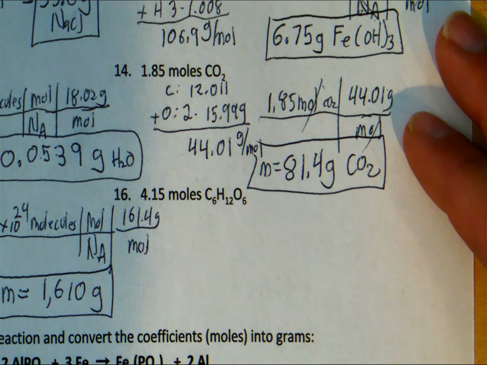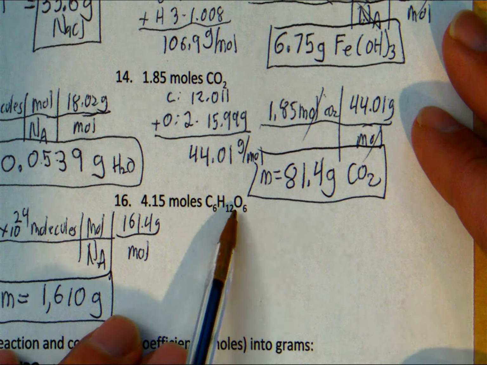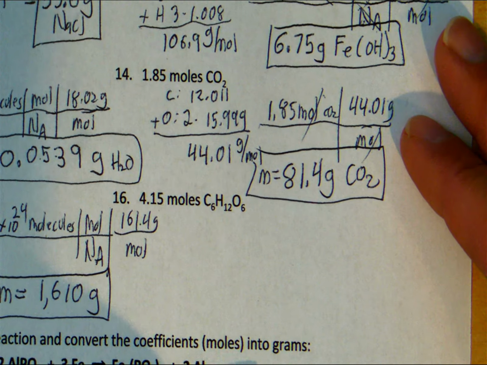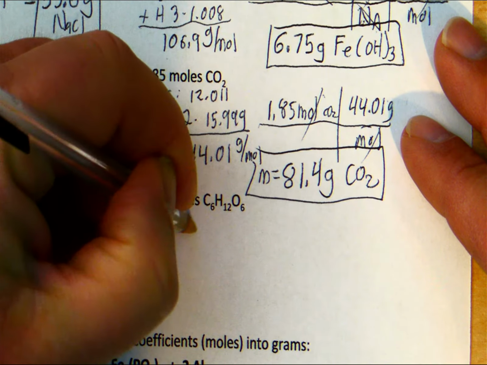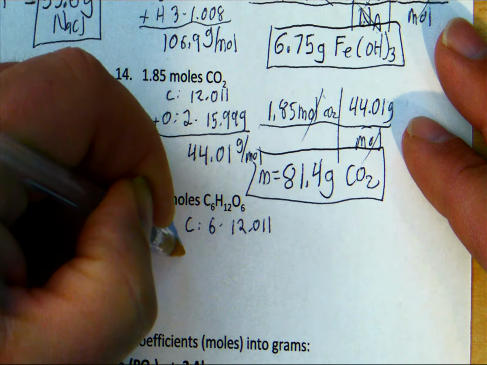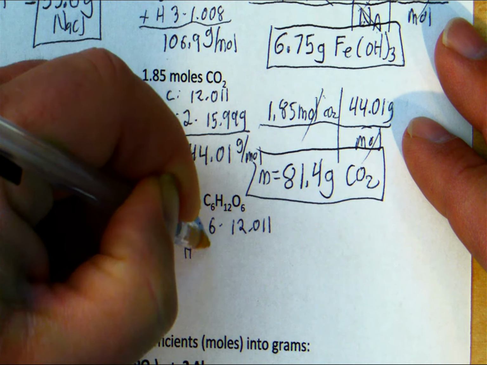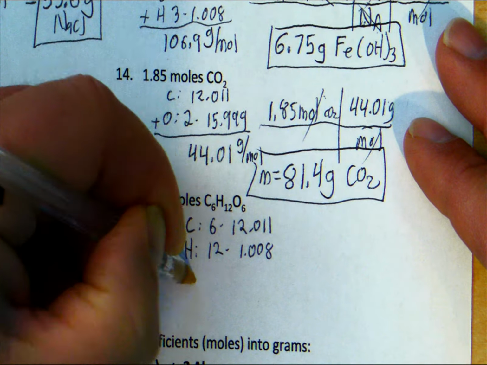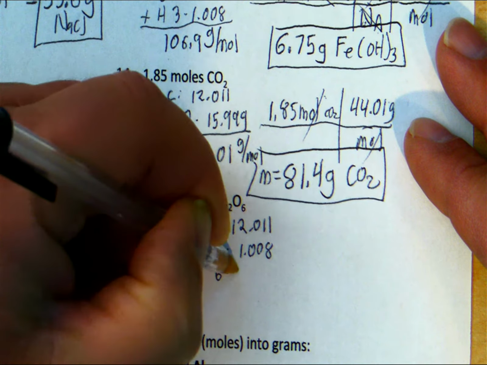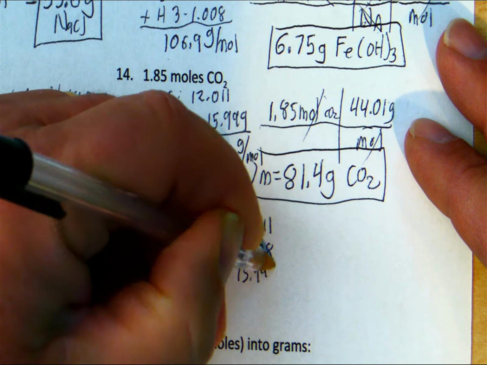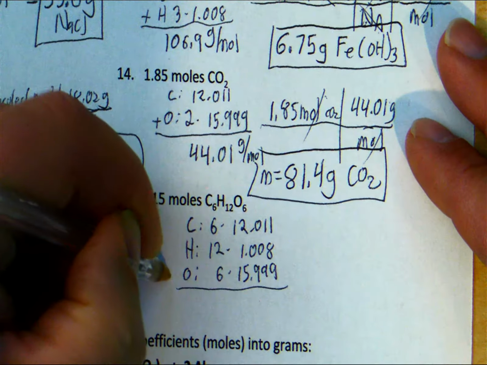Okay, number 16. I have 4.15 moles of sugar, C6H12O6, I believe, is sugar, not too sure. So for the carbon, I have 6 times 12.011 atomic mass units. For the hydrogen, I have 12 times 1.008. For the oxygen, I have 6 times, do you know the number? 15.999 or 16.00.